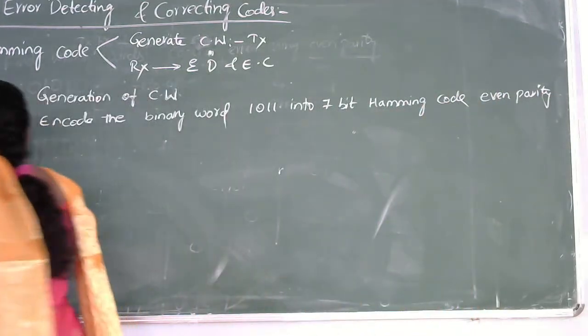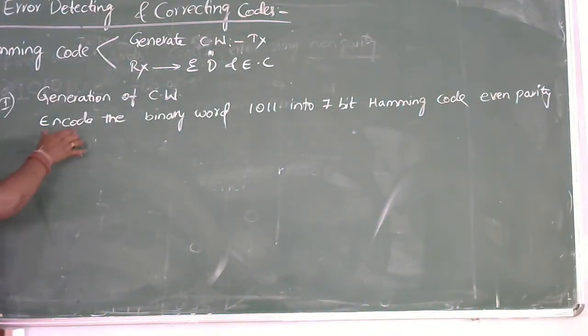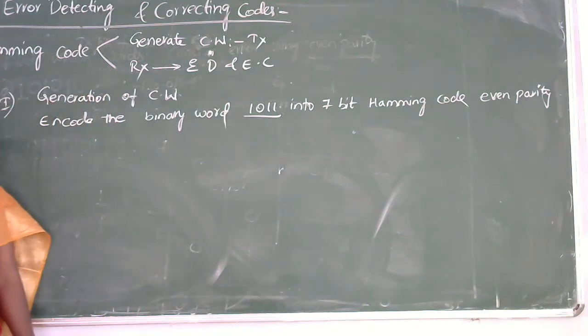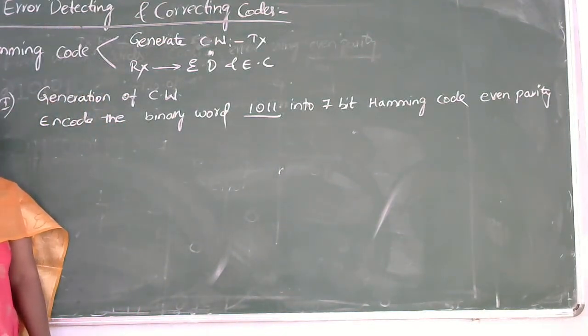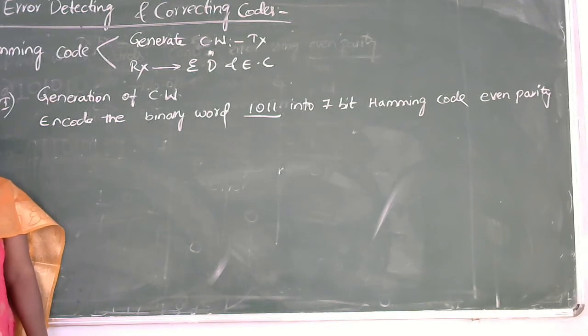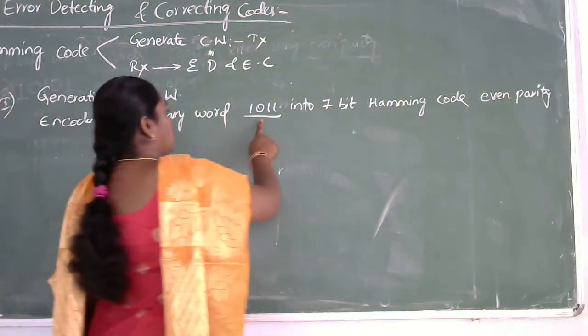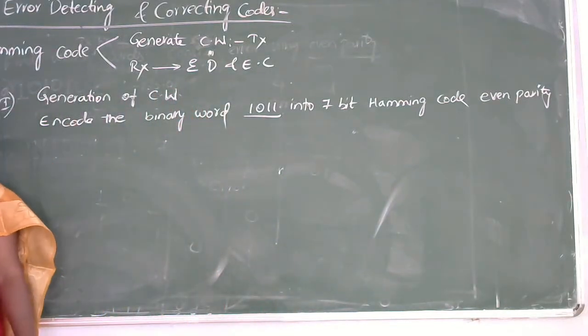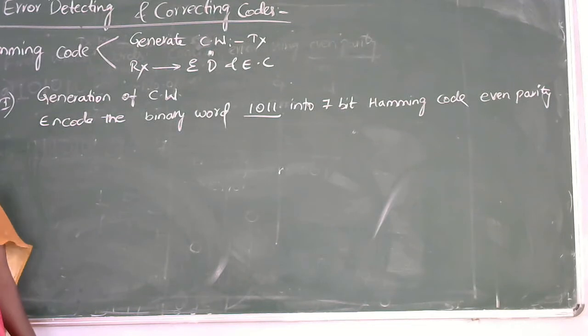In the given question, "encode" itself indicates that the data which they have given is the message bits. They have given 4 bits, those 4 bits are 1011, but they have asked to convert these 4 bits into 7 bits. So here the first step is we need to find out how many parity bits are required.